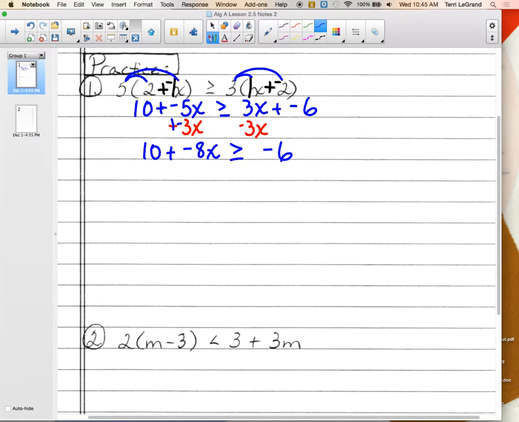I'm just going to show you, I don't mean that you need to do it, but if we add 6 to both sides, here's what it will look like. It will have 16 plus negative 8x is greater than or equal to, what's negative 6 plus 6? 0. Okay, so if we do that, we actually just end up creating an extra step.